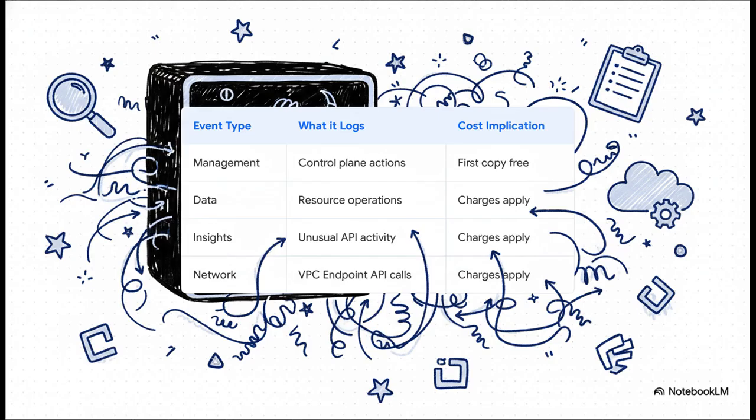Insights events use machine learning to spot weird activity. And network events track API calls through VPC endpoints, and yeah, both of those also come with charges.